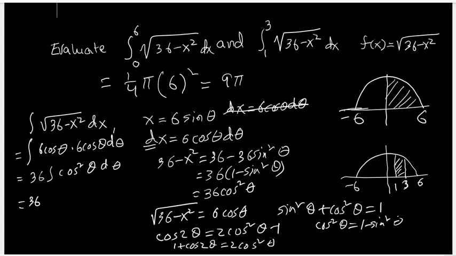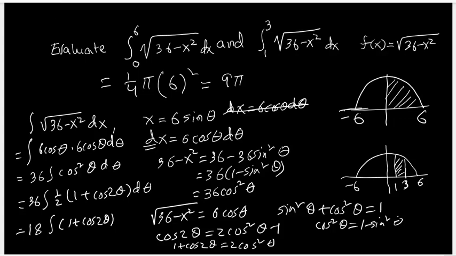So I'm getting 36 times 1/2 times 1 plus cosine 2 theta. Very nice integral. So you get 18, and then you are just writing 1 plus cosine 2 theta d theta. So the integral is immediate: 18 times theta plus sine 2 theta over 2. So we are done with the integral. I will take some space to simplify the result.